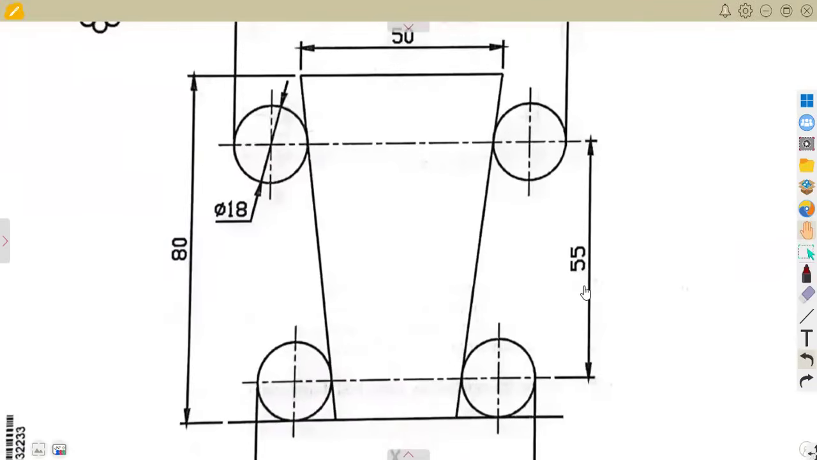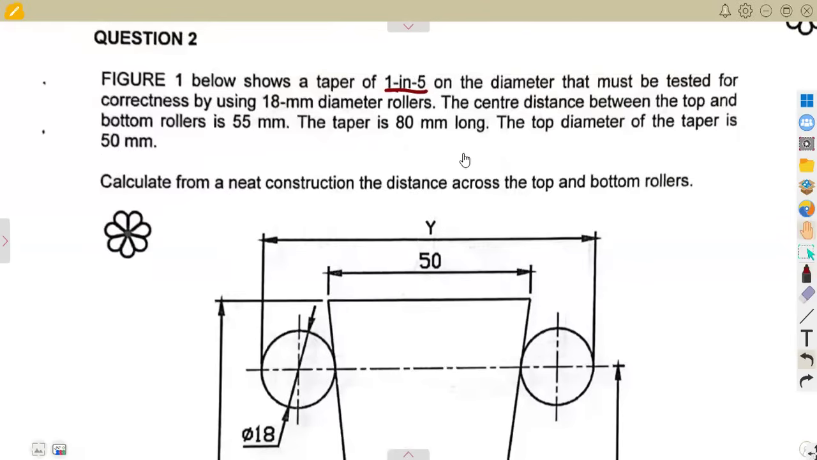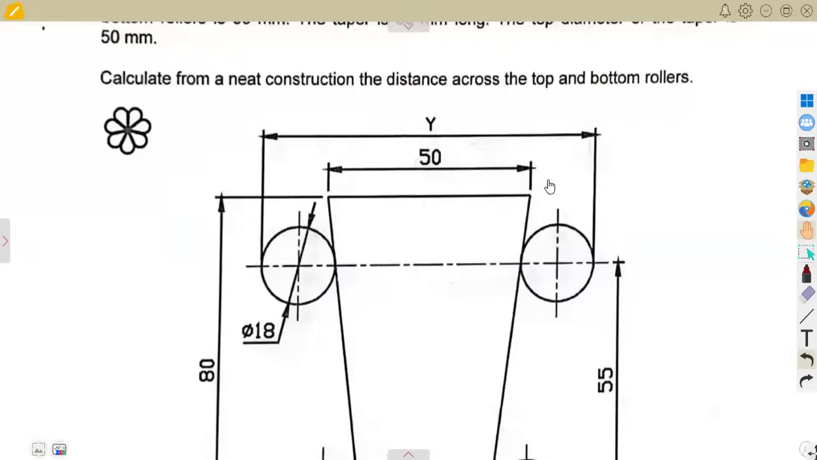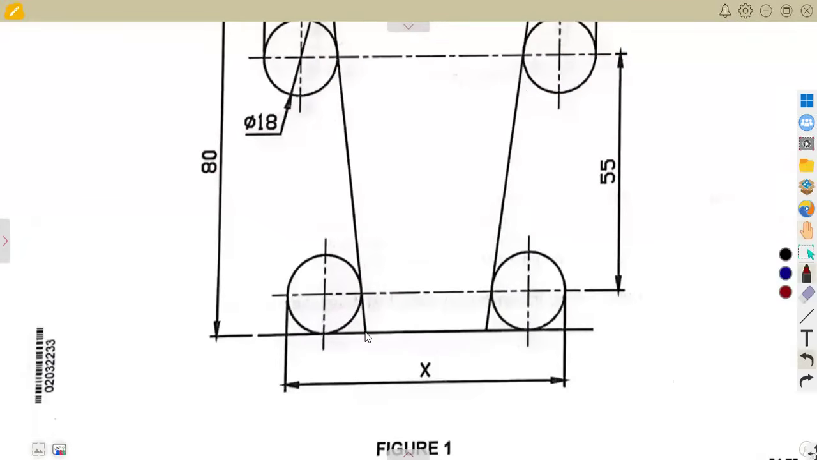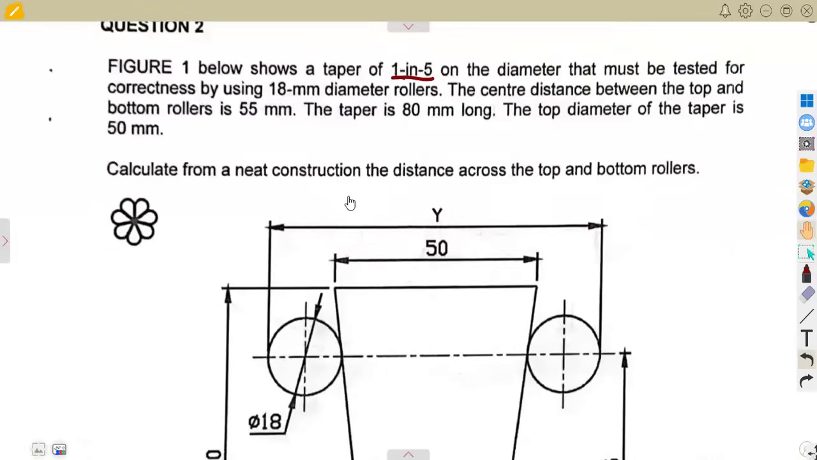This is the top distance, 55, and this other height is 80 millimeters, which is the length of the taper. The top diameter of the taper is 50 millimeters, and at the bottom we do not have the diameter. So that was our information. As you can see, it's clear. Then calculate from a neat construction the distance across the top and the bottom rollers.